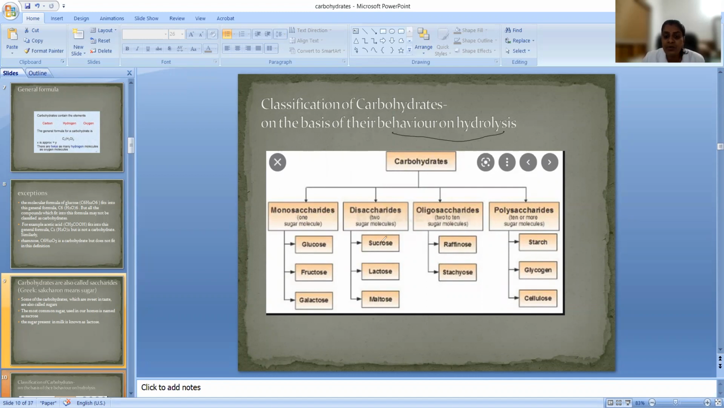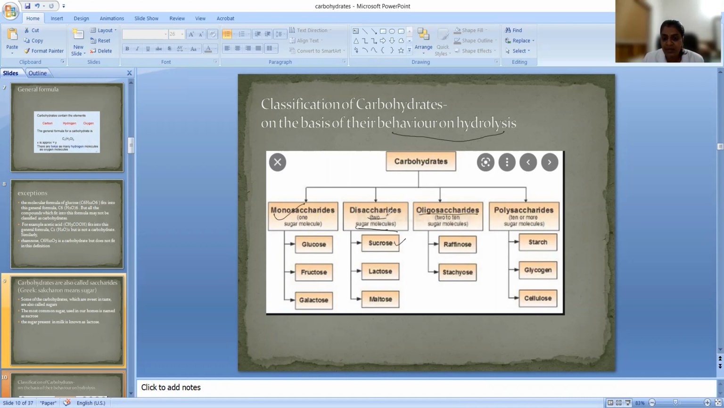Disaccharides on hydrolysis, you are going to get 2 sugar units. Here in monosaccharides it is only 1 sugar unit and we cannot hydrolyze it. But in disaccharide, if you are hydrolyzing it, you will get 2 sugar units after hydrolysis. So sucrose, lactose, and maltose are examples.